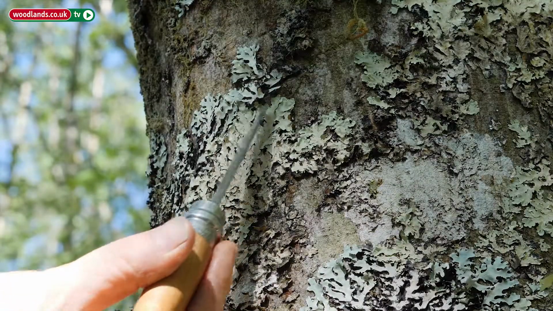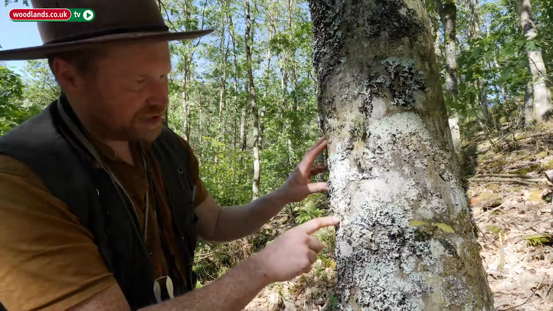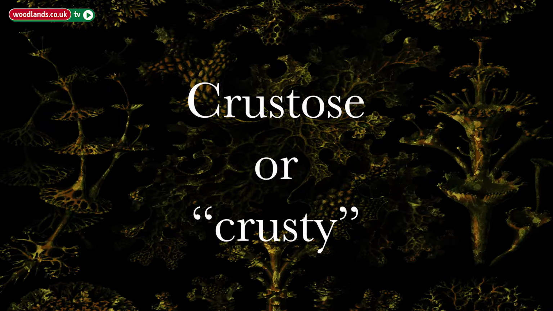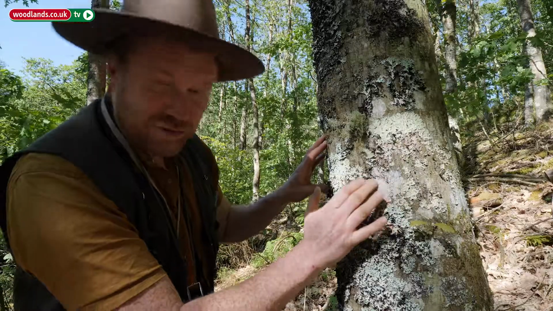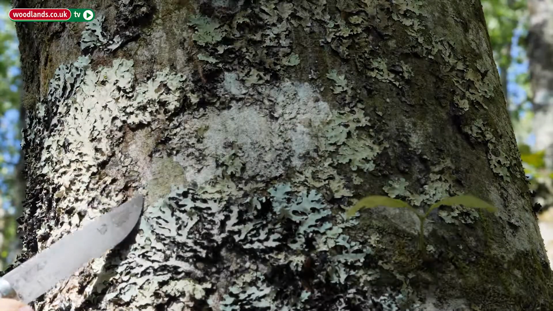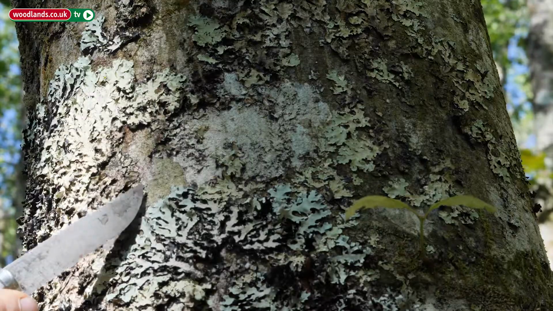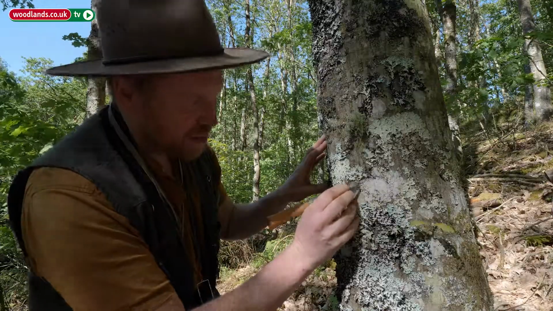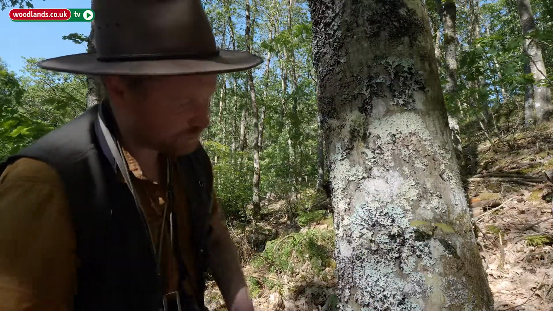The last form that we can see on this tree is what we call crustose, or you could say crusty. They're growing directly onto the bark. There's really no underside. The underside is the bark, in effect. So you can't peel it off. The only way you could remove it is by cutting the bark.